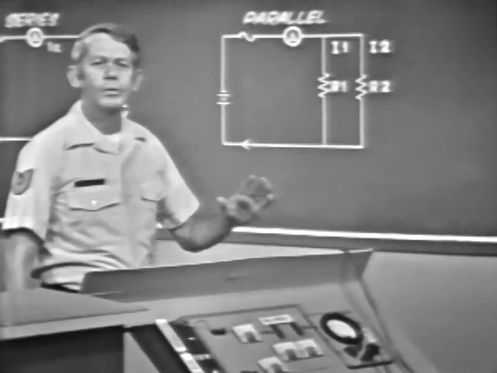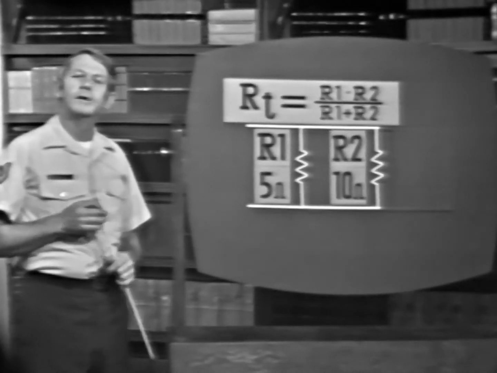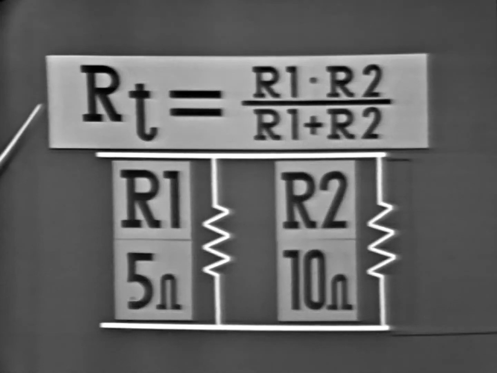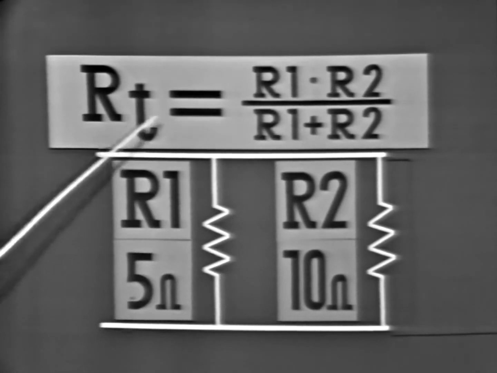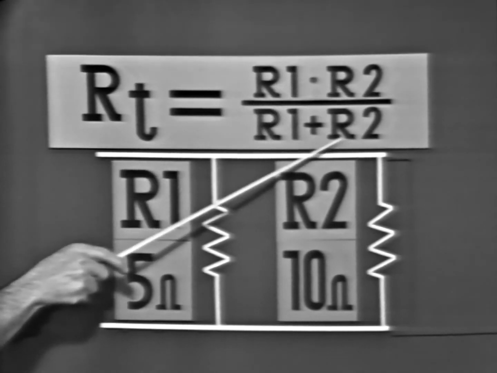If you'll recall, we measured a total resistance of 40 ohms in this circuit. Now, of course, the more resistors we add in parallel, the more the total resistance will decrease. Now, several formulas are used to calculate total resistance in a parallel circuit. This first one is used when there are only 2 branches in the circuit. In this case, we have R1 of 5 ohms, R2 of 10 ohms. The formula is the product of the 2 resistors divided by their sum.